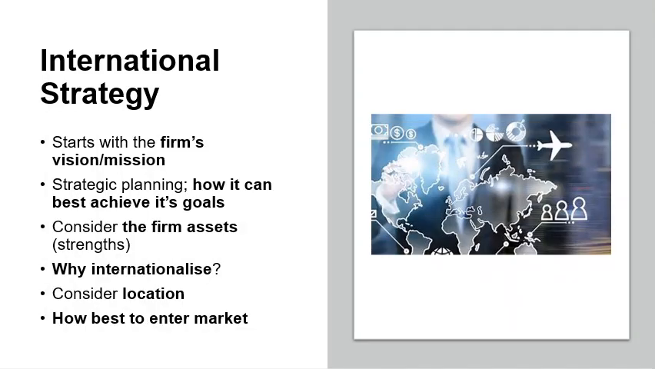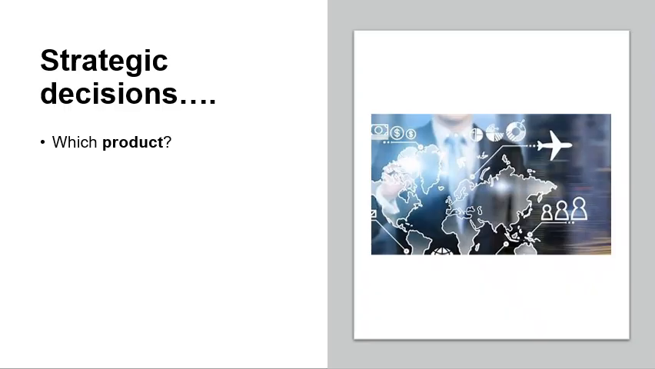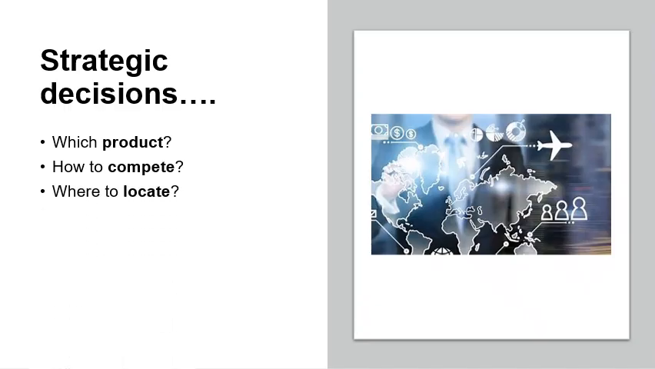The international strategy is to navigate the environment. A clear international strategy starts with the firm's vision, then assesses the internal strengths, defines why to internationalize, and selects the best location and entry modes. Here is the strategic decision. The strategy needs to answer four core questions: which product, how to compete, where to locate, and how to organize. These are the pillars for your international plan.